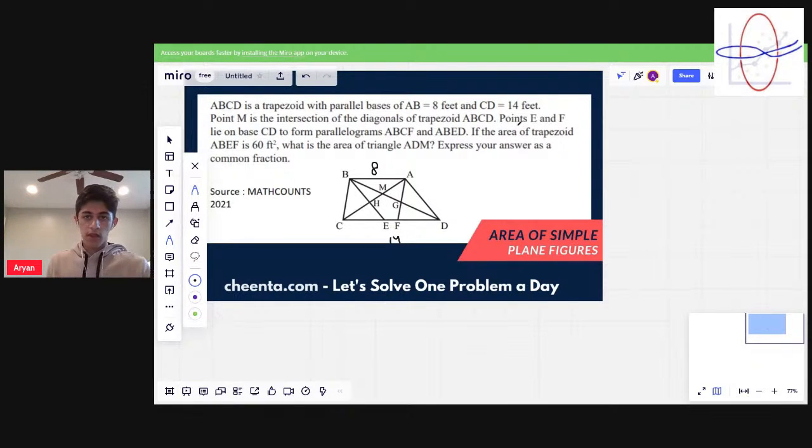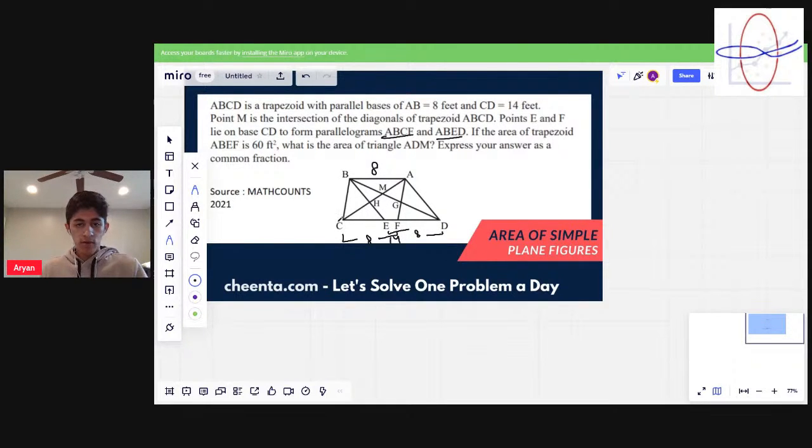So we know that we have two parallelograms right here, ABCF, let's draw that better. So we have ABCF and we have ABED. If we look at ABCF, if AB is 8, which is given to us, that means CF is also 8. So this distance is 8. And similarly, ABED is a parallelogram, which means that AB and ED are both 8 as well.